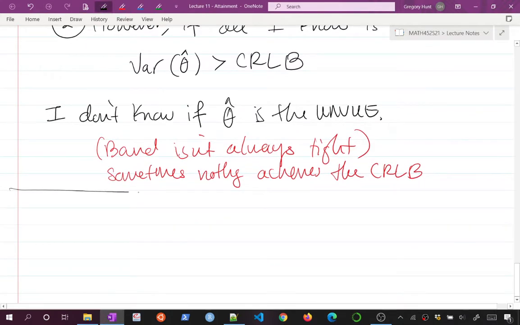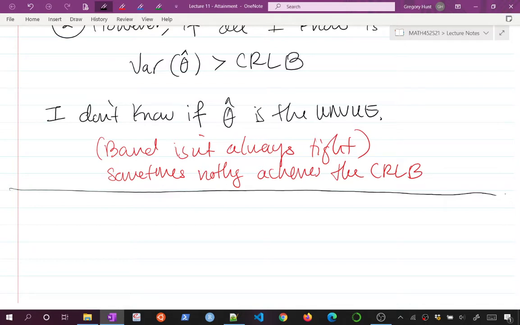This is going to spur the discussion for the rest of the lecture and into the next lecture, which is basically, first of all, how can we tell when we're going to get a situation where it does achieve the bound? Is there something we know in advance that can help us with this, rather than having to derive the bound every time? And secondly, is there another way of finding the best estimator?